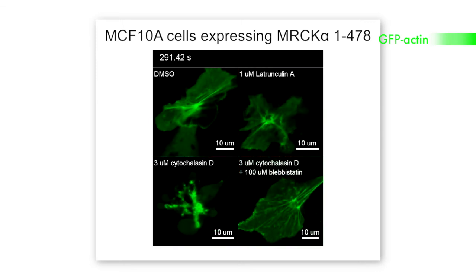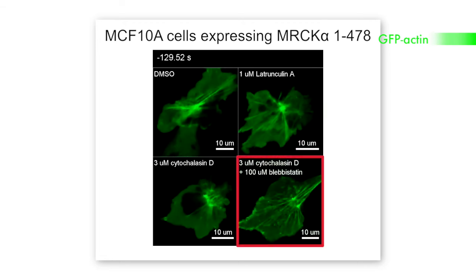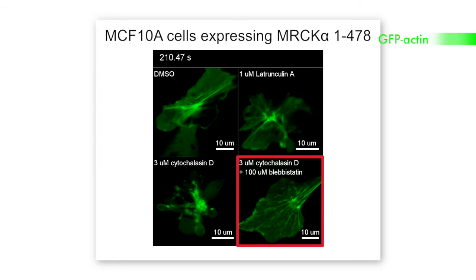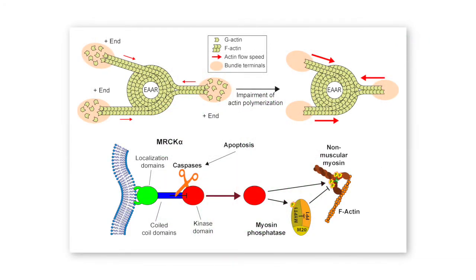And this contraction is due to the myosin contraction, because if we add blebbistatin together with an inhibitor of actin polymerization, we completely inhibit the collapse of the cell. Thus, to drive cell collapse and detachment, the activation of myosin by the cleavage product of MRCK alpha must be coupled with a downregulation of actin polymerization activity at the ends of actin bundles, which are located at cellular adhesion sites.